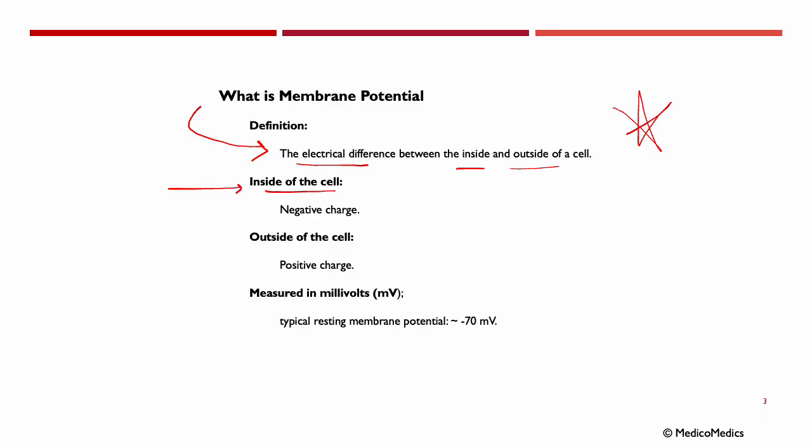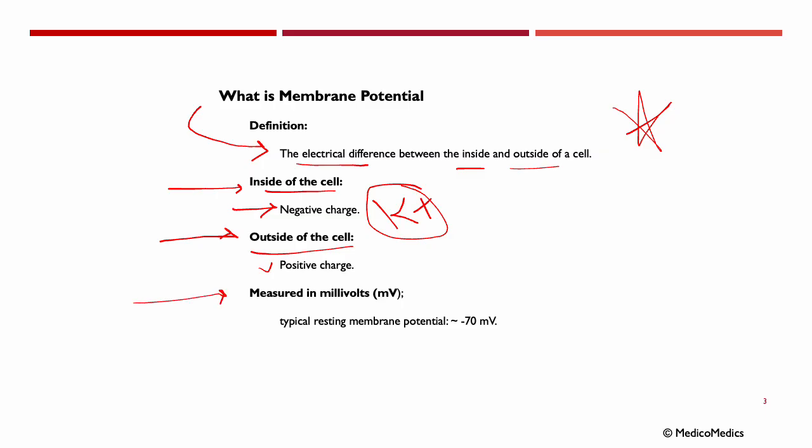Now, typically on the inside of the cell, you will find negative charge, and this is primarily maintained by large anionic proteins, and by finding a lot of potassium, and also the selective permeability of the membrane to various ions. And contrary to that, on the outside of the cell, we will find positive charge. And why the extracellular environment typically has a positive charge is due to the higher concentration of sodium ions and chloride ions.